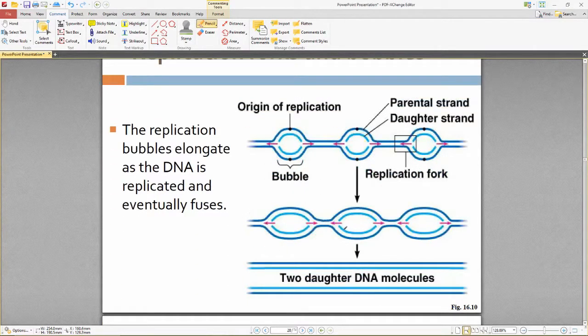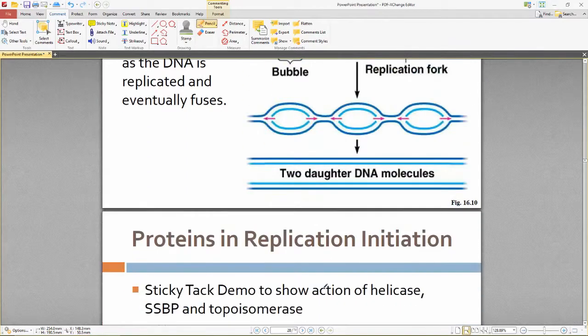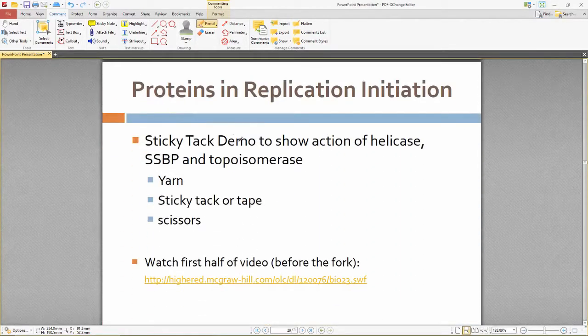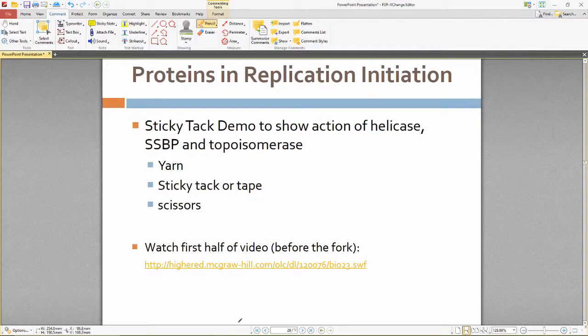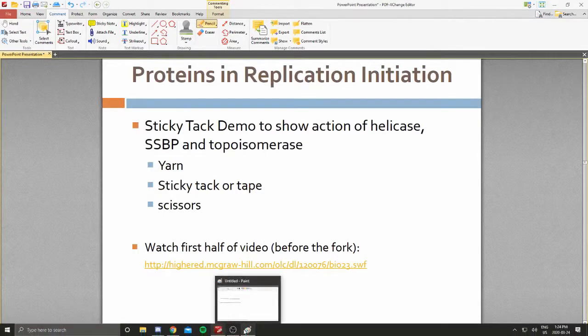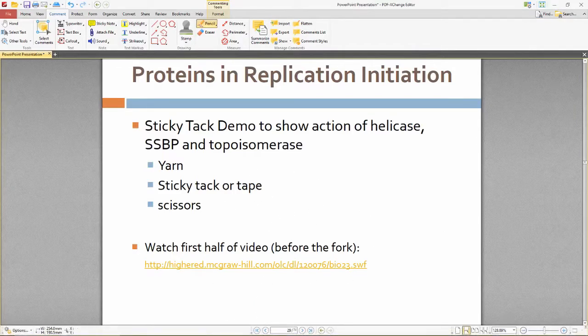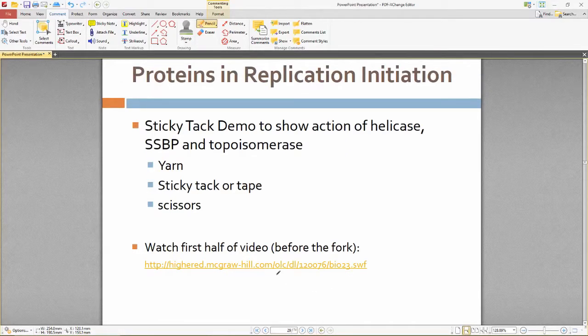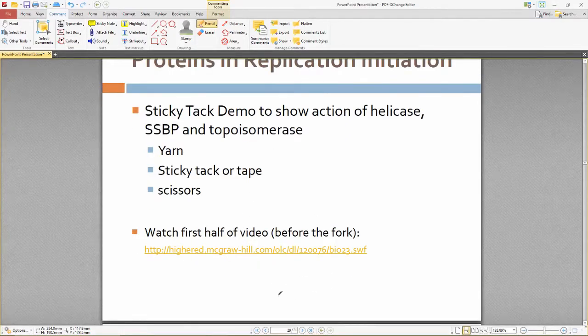And then, as I said earlier, the replication bubbles elongate as the DNA is replicated, and then they eventually fuse. Okay, so there are many, many different proteins involved in replication initiation. I don't think we'll cover all the different factors and conditions to start it, but let's say right after starting replication, there's a bunch of different proteins that have to come in and start doing some work.